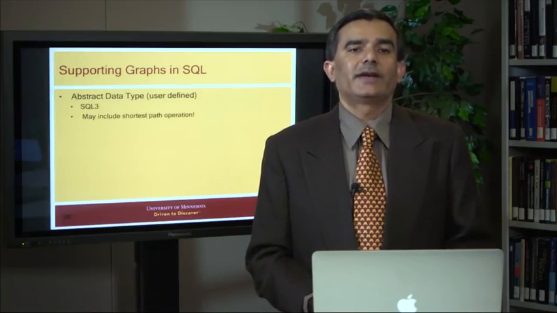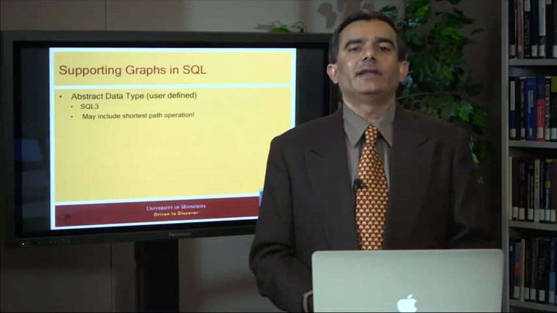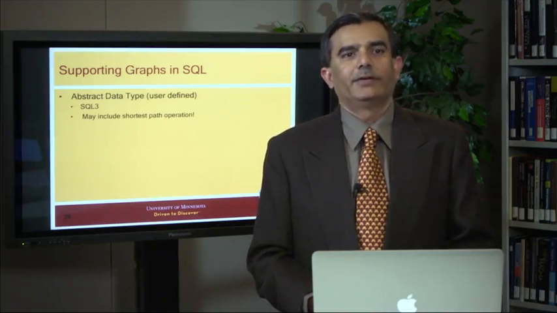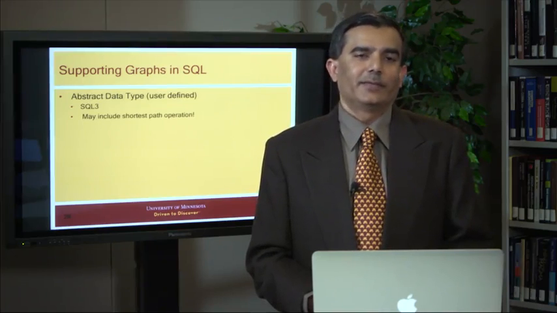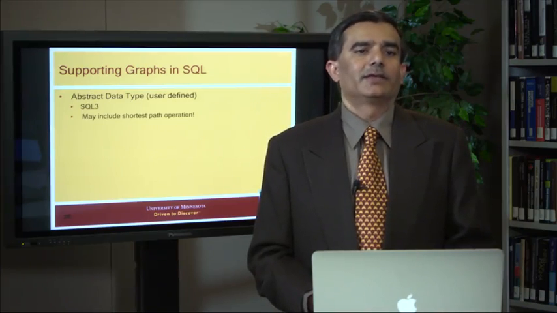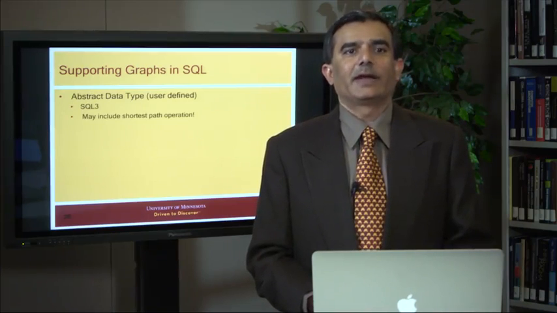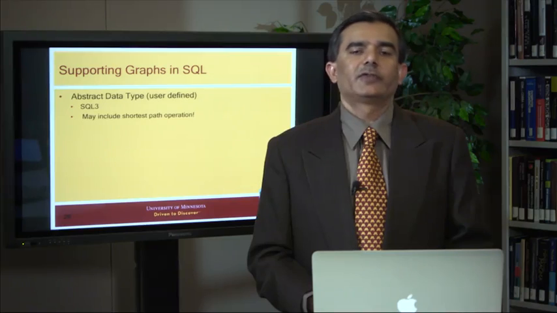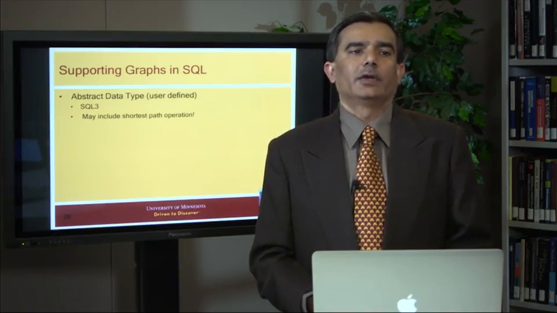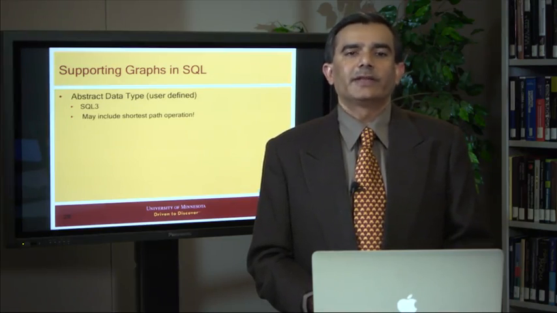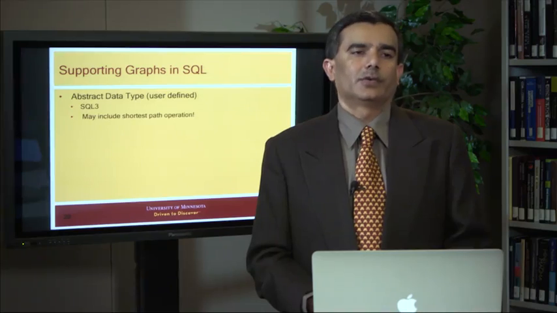What may these data types be? We'll come back and see the details in the next video, but you can imagine data types like graphs, nodes, vertices, or maybe even paths. What kind of operations we may want on those? Certainly shortest path will be one of them, connectivity and so on. So if we could design these abstract data types, then SQL3 is capable of incorporating those, and then you will be able to use the existing select statement to query graphs.